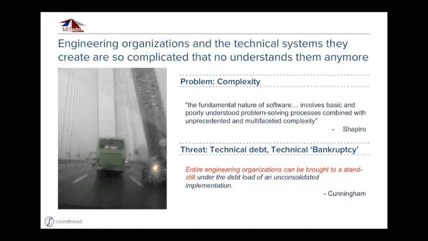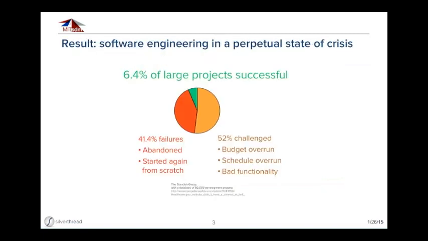In software, these issues are magnified. Shapiro says that the fundamental nature of software involves basic and poorly understood problem-solving processes, multifaceted complexity. Ward Cunningham, this is his quote, this is where the term technical debt came from. He said, entire engineering organizations can be brought to a standstill under the debt load of an unconsolidated implementation. And as a result, software engineering over the past 50 years has been in a state of crisis.